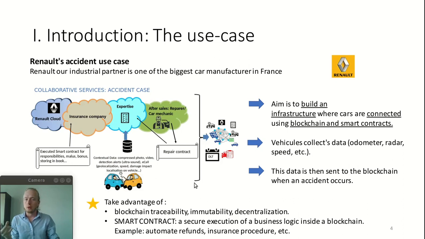So what we do here is to take advantage of the blockchain functionalities such as traceability, immutability, decentralization, etc. And the smart contracts are a secure execution of a business logic inside of the blockchain. So we can automate, for example, refunds and insurance procedures, etc.